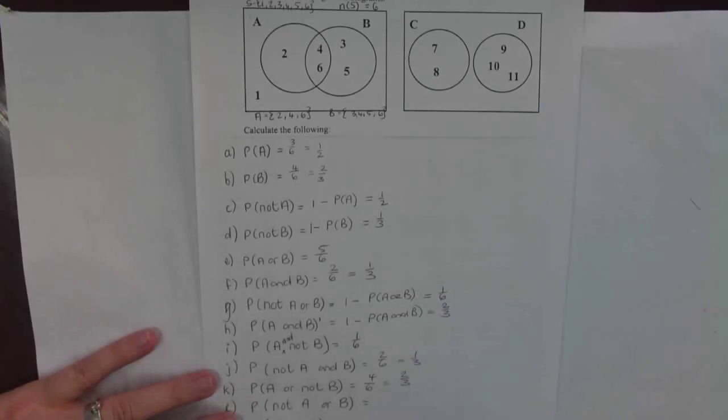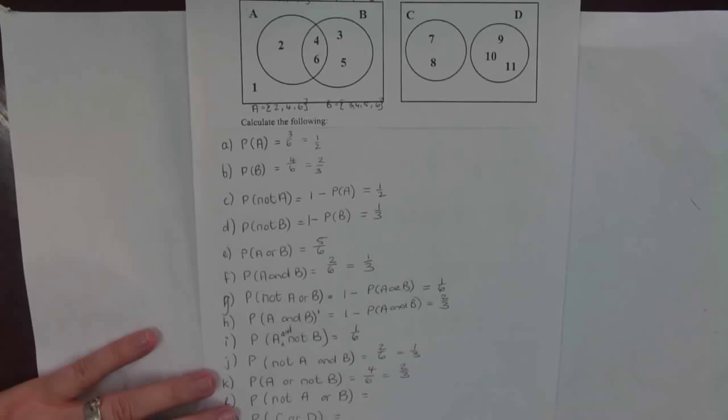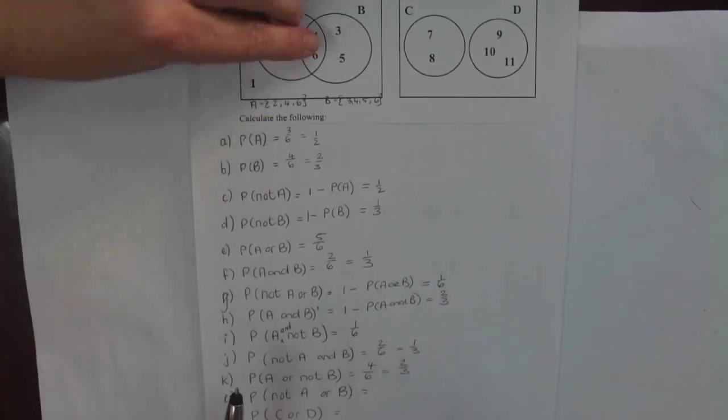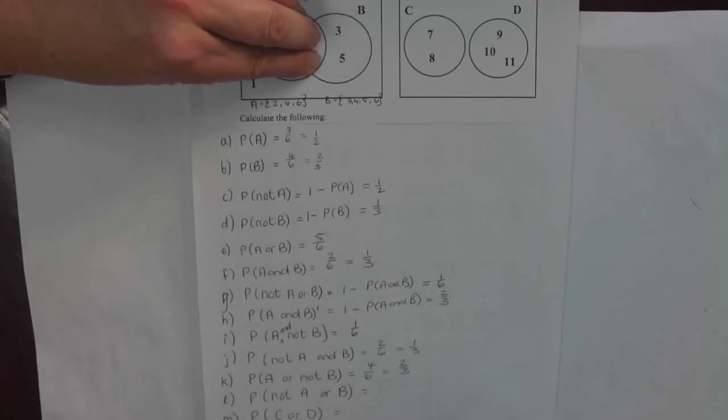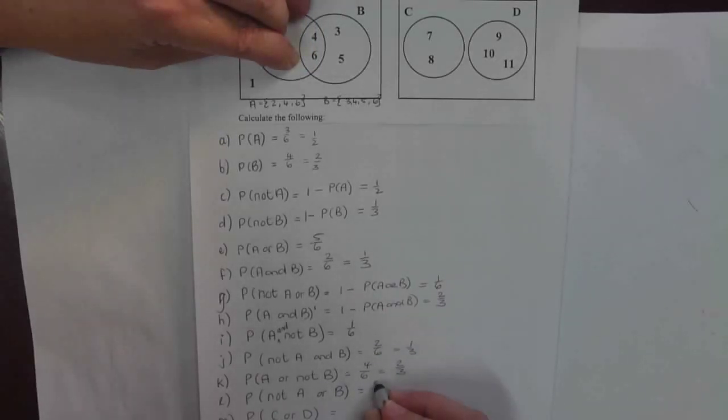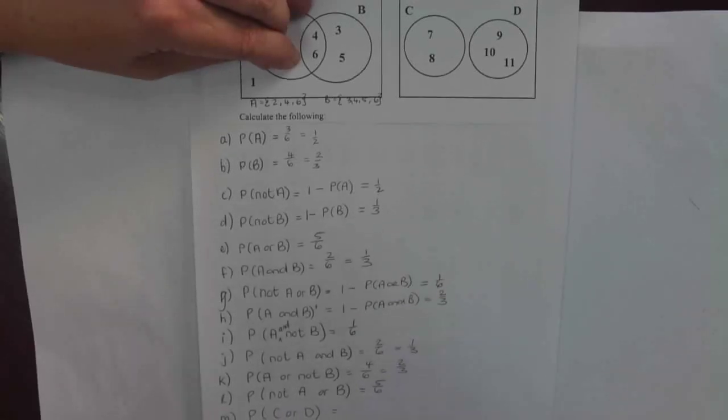Okay, now let's look at it again. What is the probability of not A? So not A is everything out there, and B. Well, B includes 4 and 6, so it is 5 out of the 6 numbers. Okay, and then finally, what is the probability for C or D?